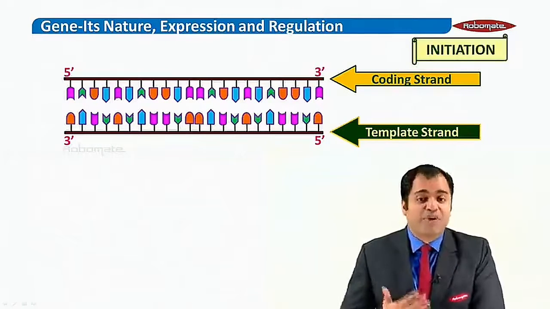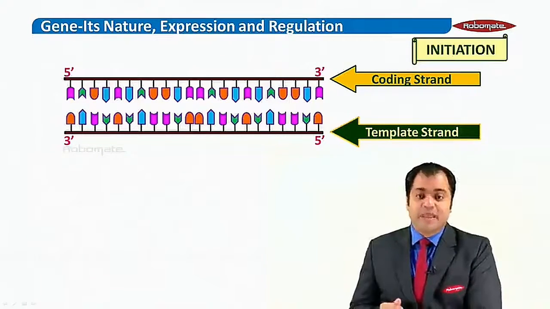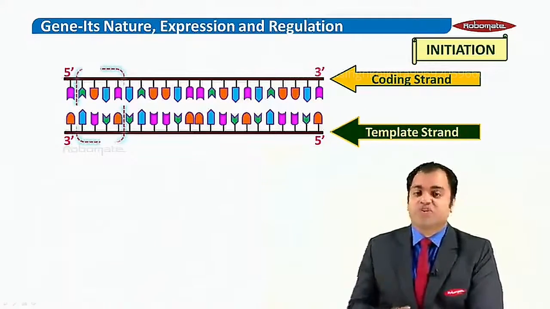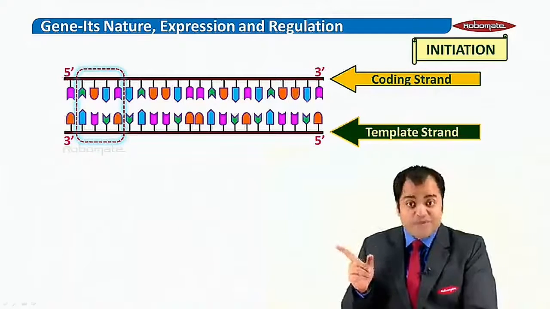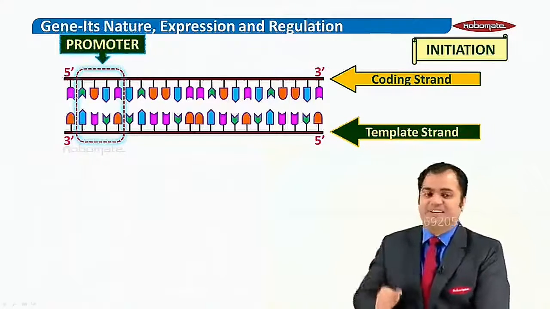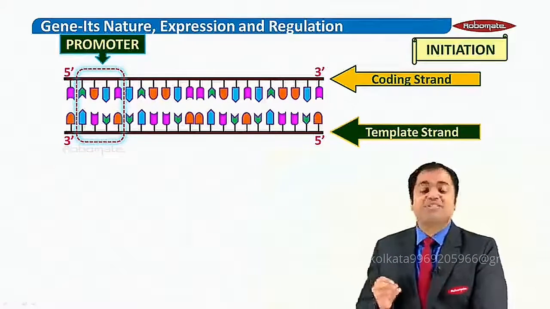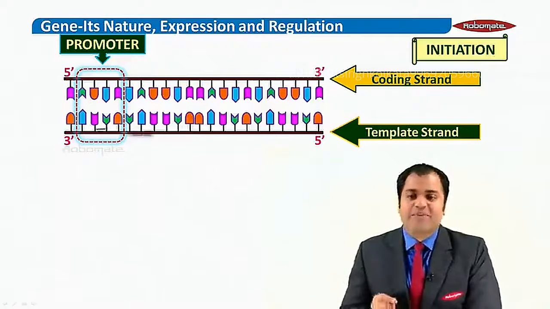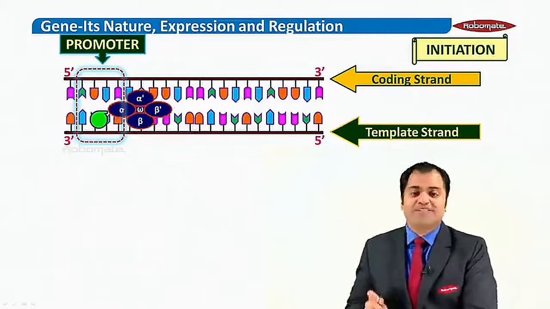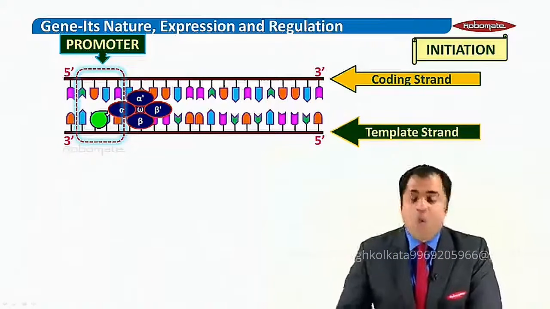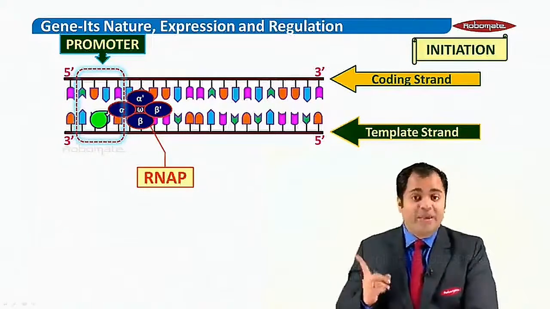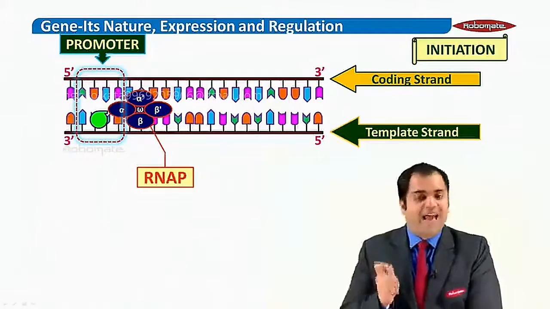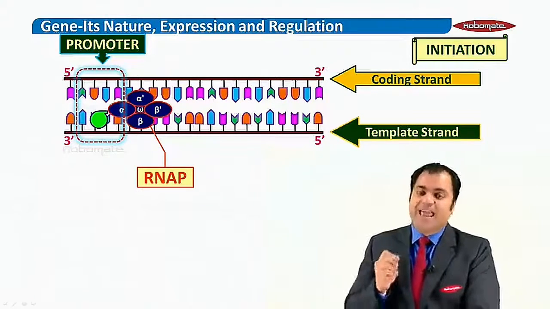Now let us see how the process of initiation takes place. For initiation we require the first part of the transcription unit, which is that area on the 5' upstream end called the promoter. Now at the promoter will bind your key enzyme called RNA polymerase or RNAP. What you see here is that RNAP. Look carefully. It is made up of 5 subunits: alpha, alpha 1, beta, beta 1 and omega.